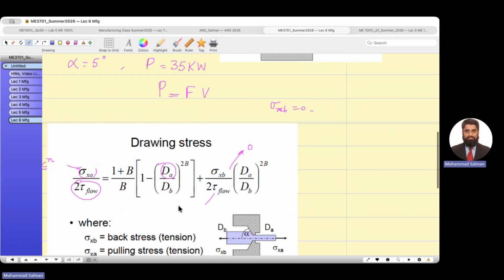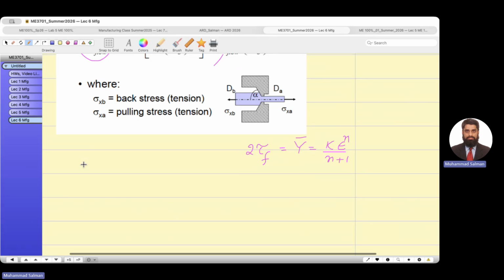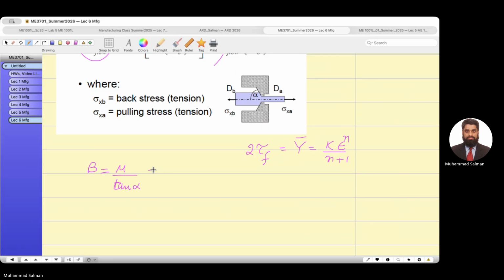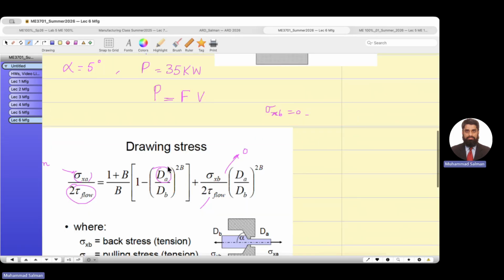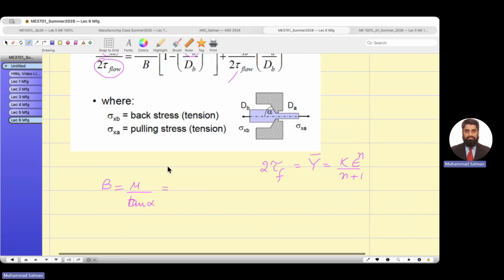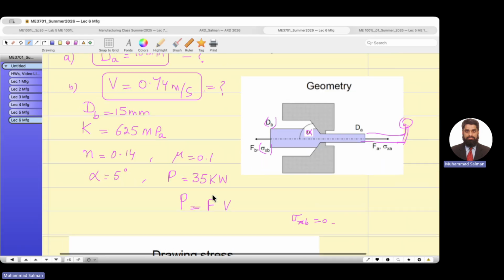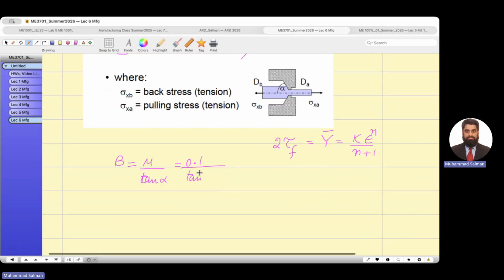B equals mu over tangent alpha. It's a constant, for our convenience. You can write down C, D, whatever it is, but let's assume this is B, since our note says B is mu over tangent alpha, the die angle. What is our mu? If you take a look, mu is 0.1. Open your calculators and let me know what is my B value. Tangent alpha is 5 degrees.